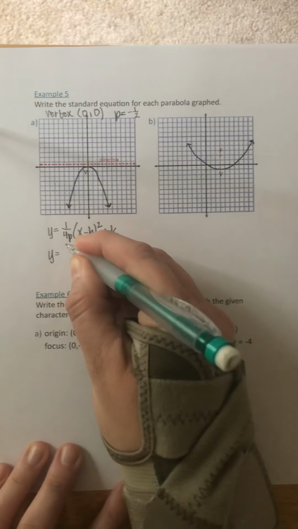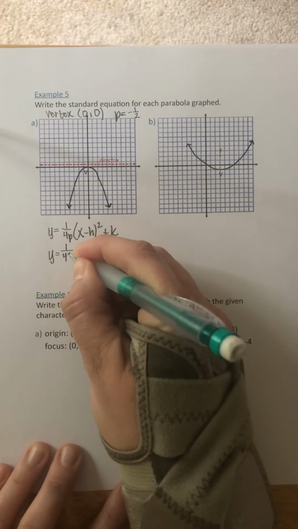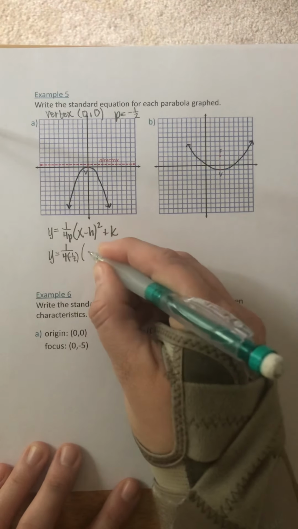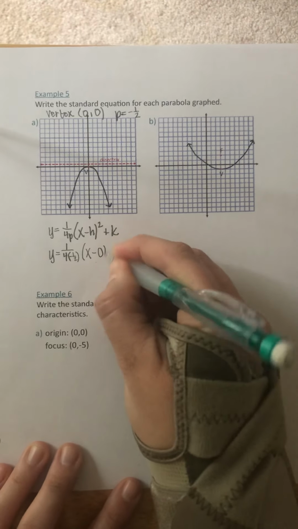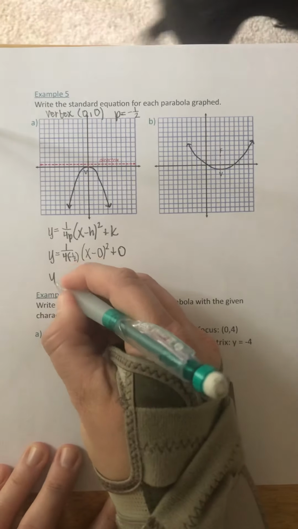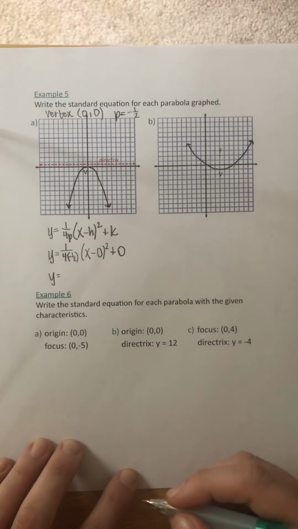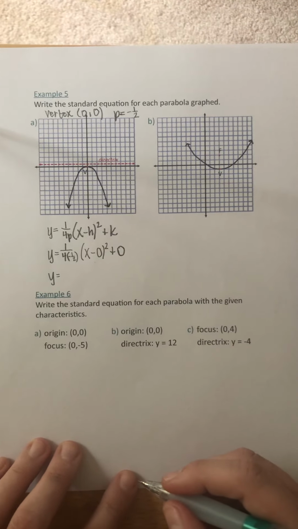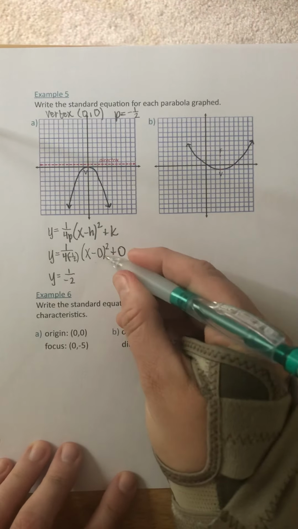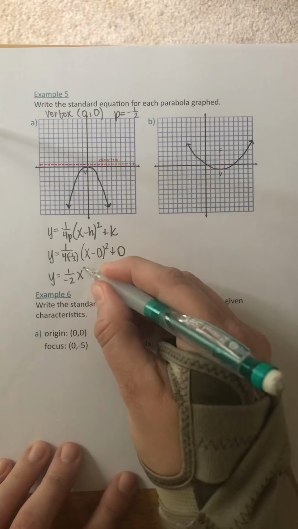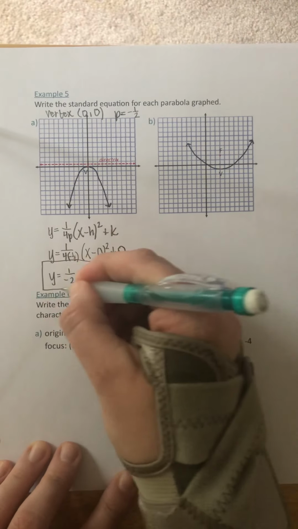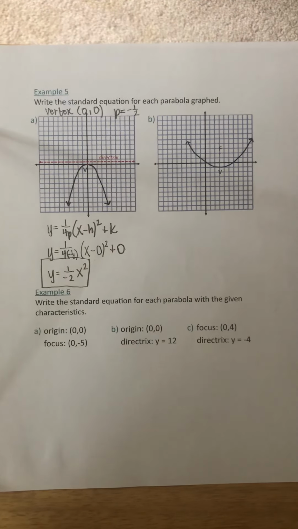So we are going to plug in the p, which is -1/2. We're going to plug in the h, which is 0. And we're also going to plug in the k. All right, what happens if P is -1/2? That turns that whole denominator into a -2. And then if you have x minus 0, that's really just an x squared. And I don't need to write the plus 0. And so this is my equation for letter A.